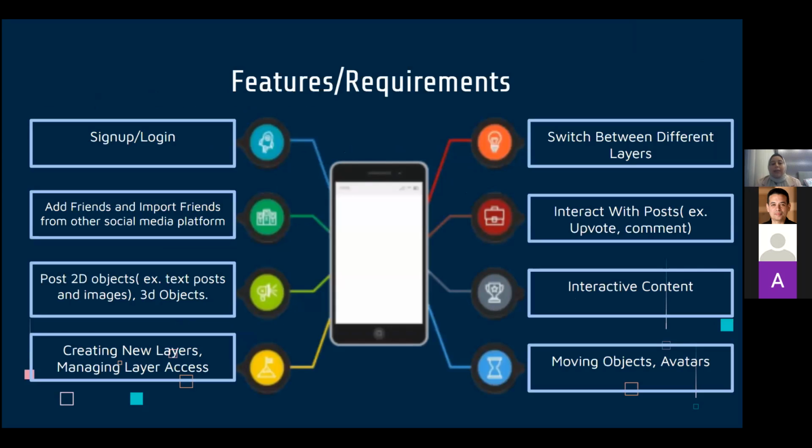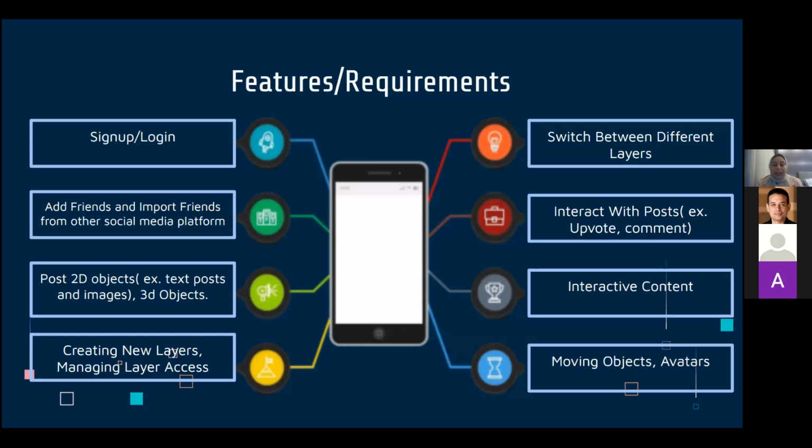First we have sign up and login, of course, because users will have accounts. And also we have the idea of adding friends and importing friends from other social media platforms, because we want users to be able to interact with people they already know, their friends. Also, we have posting 2D objects and 3D objects. For 2D objects, for example, we have posts and images. Also, we have the idea of layers. What do we mean by layers? It's a space where a user creates for himself and some people he chooses to post on and see posts on.